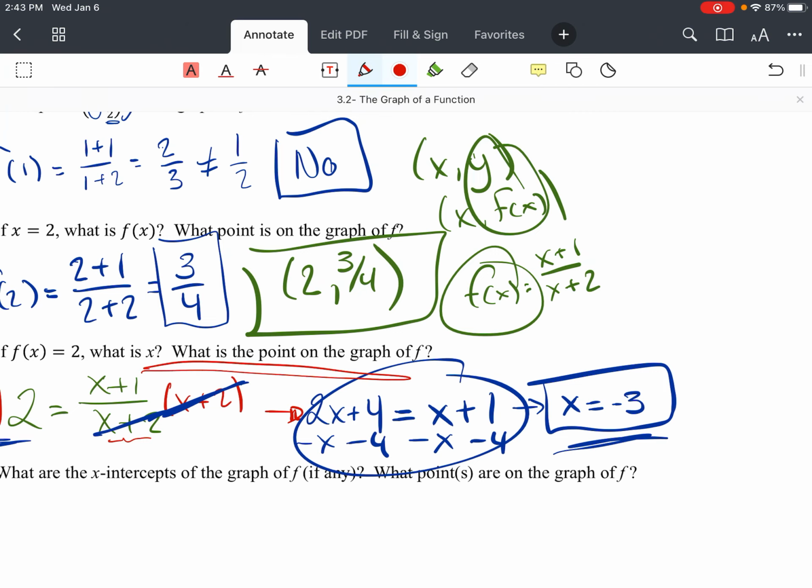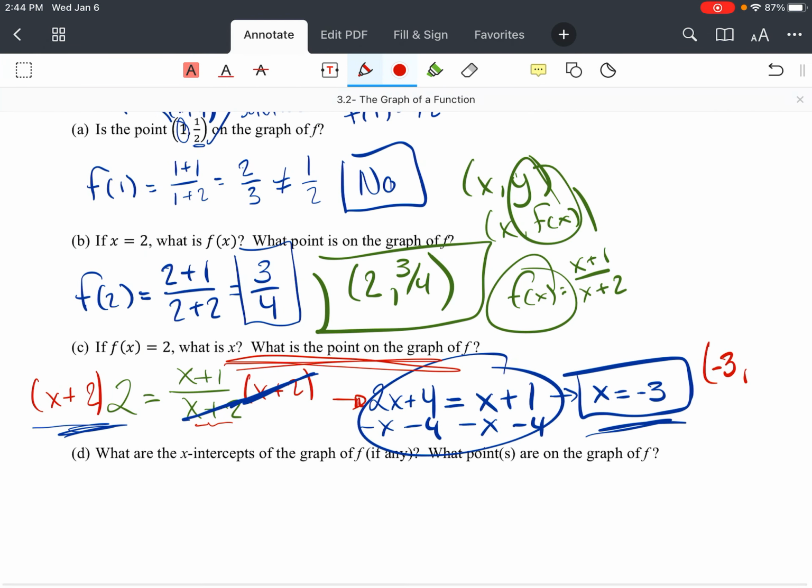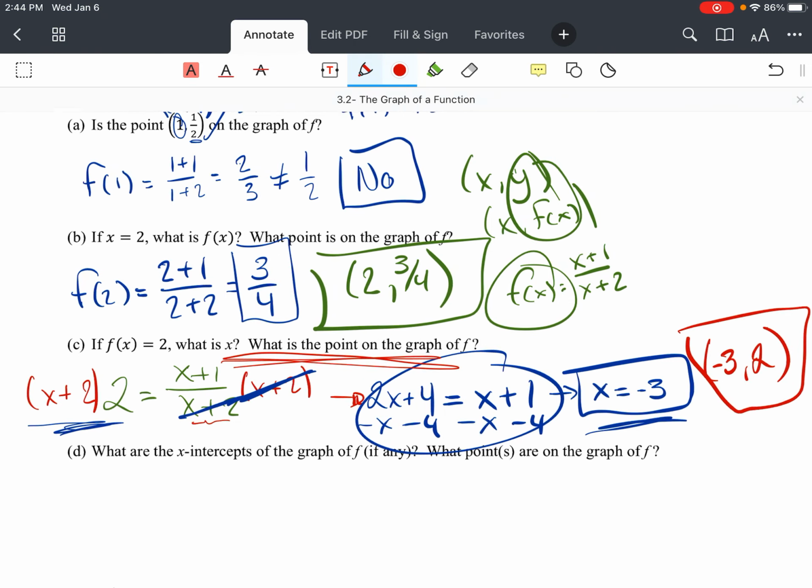And then the second part is, again, asking us what the point is on the graph. So remember that the points are x comma y. We know that our x value is -3, which means that our y value is what we set everything equal to, which is 2. Again, there's our solution.